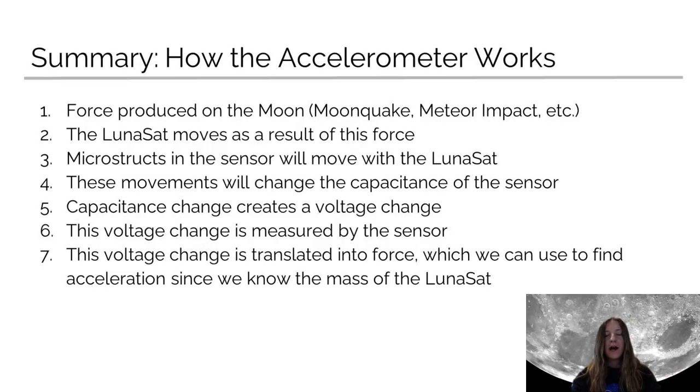As a summary of how the accelerometer works: a force is produced on the moon, such as a moonquake, a meteor impact, etc., and the Lunasat moves as a result of this force. Microstructures in the sensor will move with the Lunasat. These movements will change the capacitance of the sensor. Capacitance change creates a voltage change, and the voltage change is measured by the sensor. This voltage change is translated into a force, which we can use to find acceleration since we know the mass of the Lunasat.